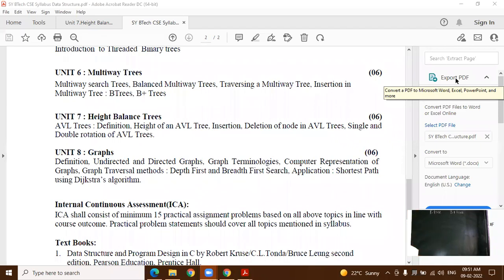But in the B plus tree, suppose the key you have stored in the root, the same key you are storing in a leaf node also, right? So this is the main difference, and this is the disadvantage of the B plus tree. Data redundancy will be there in a B plus tree, right? So these are the basic differences you need to consider.